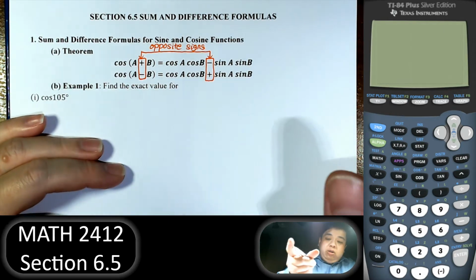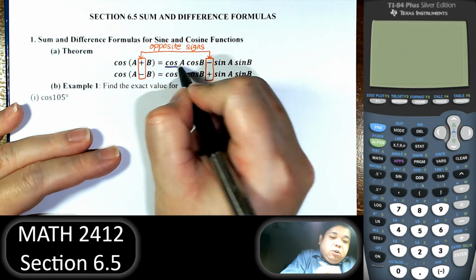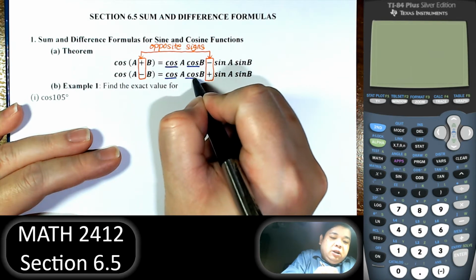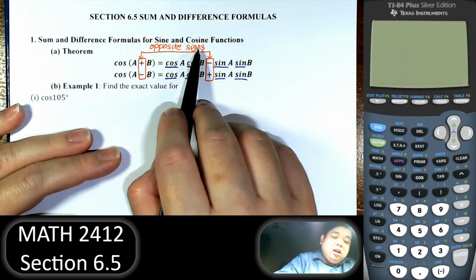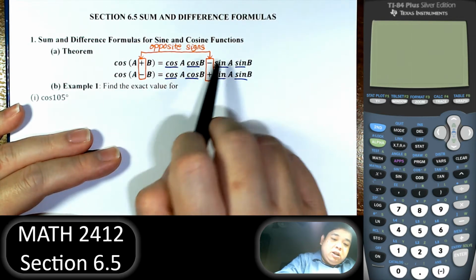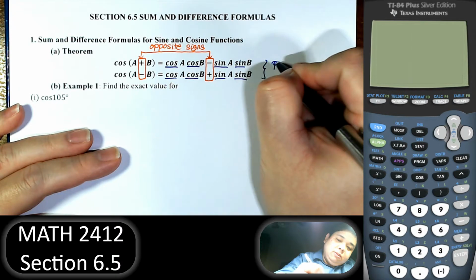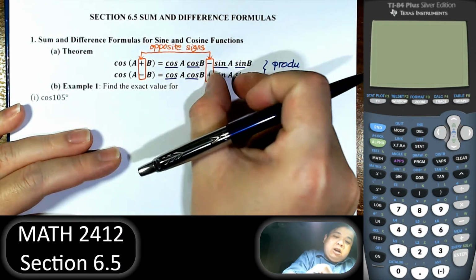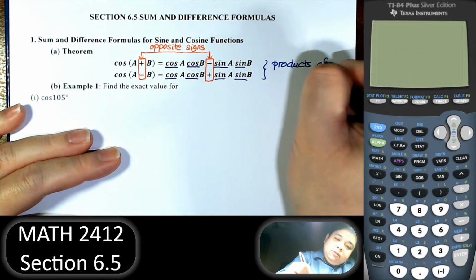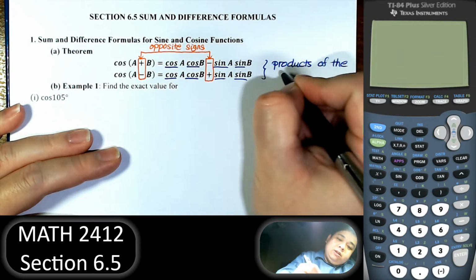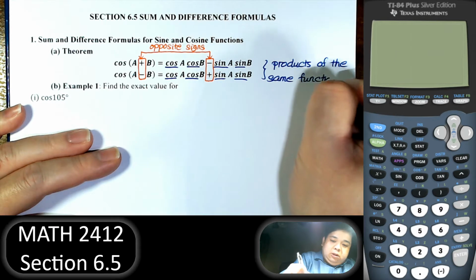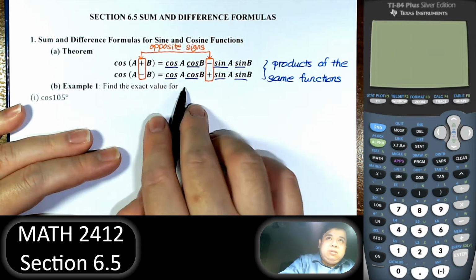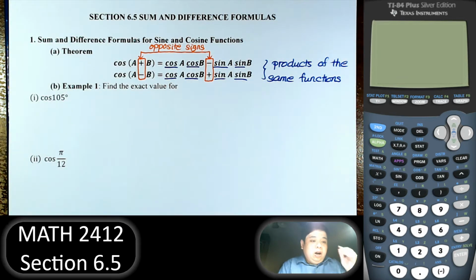And then if we look at the function cosine and then sine and sine, we have opposite signs in the middle, but the product will be of the same function. So there are two products, they are of the same function. Cosine, and then sine.